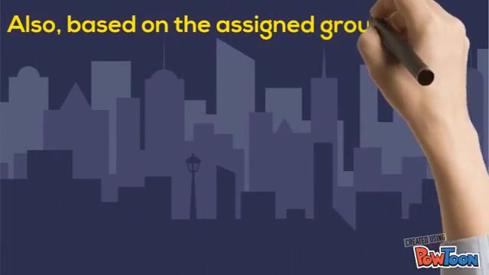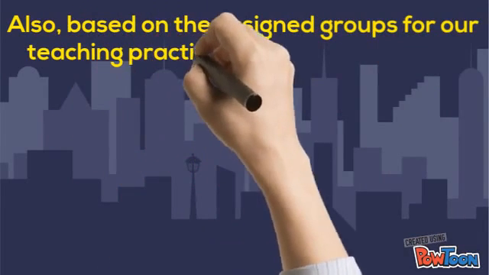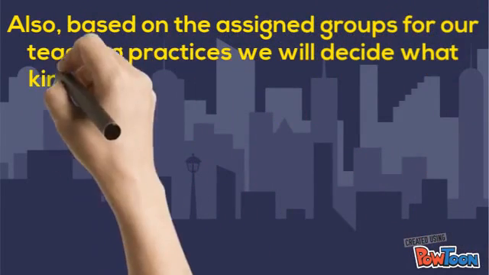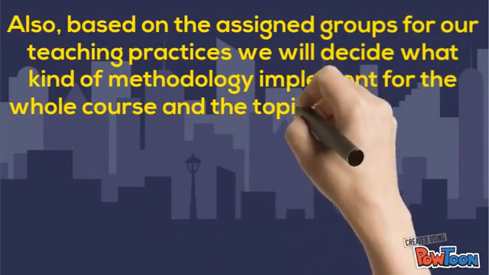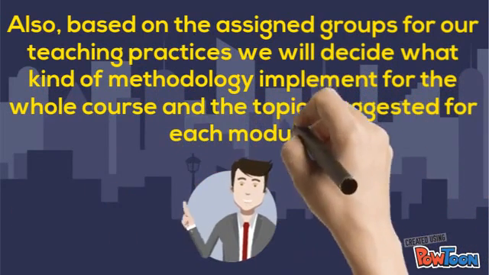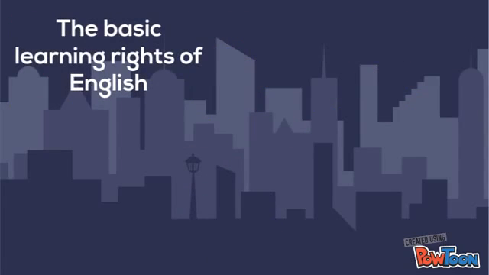So based on the assigned groups for our teaching practices, we will decide what kind of methodology to implement for the whole course and the topics suggested for each module. Another important part that we should consider are the learning aims of each lesson, what our students will be able to do at the end of each lesson. Basic learning rights of English enable teachers to adapt the pre-established content to their immediate context, given the case that the students present any difficulty or just as a precautionary measure in order to get the best of their lesson.